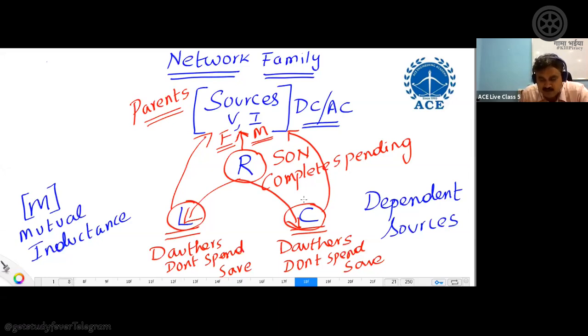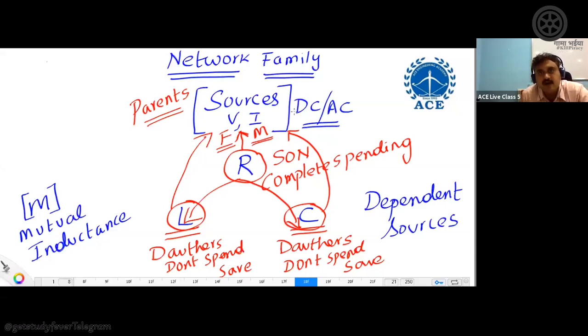But suppose only L and C are in the family, what will happen? R is not there. A family with two daughters. It's a little bit different model, because L and C don't talk with each other. It will be a very quiet family. If R is there, what will happen? A lot of enjoyment. He will always create problems. He will always make jokes. He does something, it makes the house more energetic. So because of this R only, this entire circulation is happening.